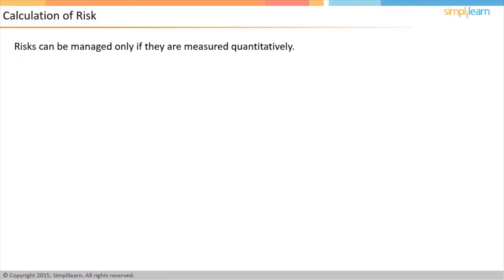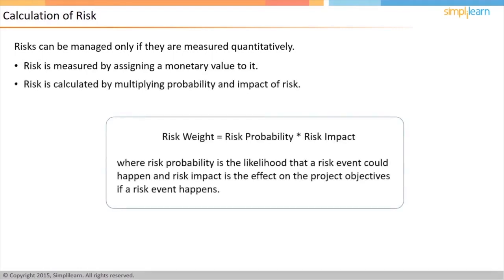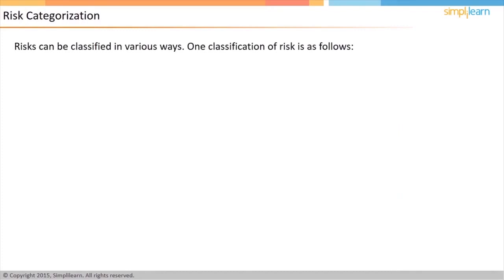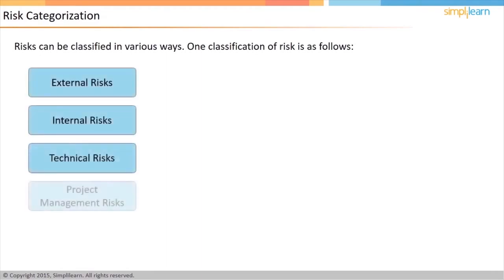You should know which risk is most important and has to be managed first. Therefore, measuring risk becomes very critical. Risk is measured by assigning a monetary value to it, and that value is arrived at by multiplying the probability and impact of the risk. Risk can be categorized in various ways. One such categorization is external, internal, technical, or project management-related risk.